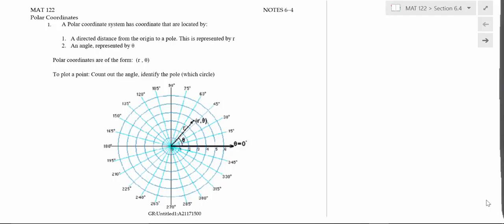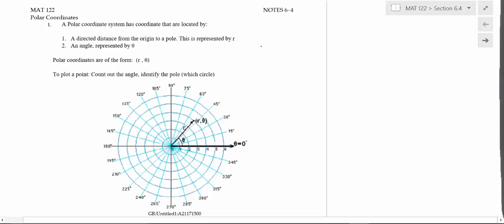The first thing I'm going to do is show you what the polar coordinate system looks like. So I've given an example. Down here we have a grid, and notice that you have angles in degrees. These can also be in radians. Typically they are in radians. And we also have radius like this.